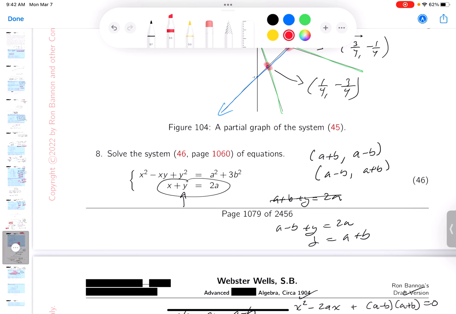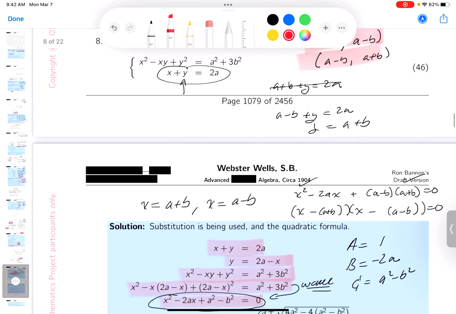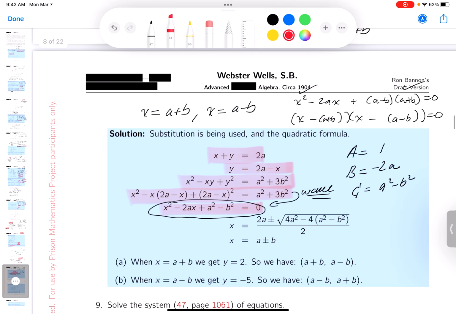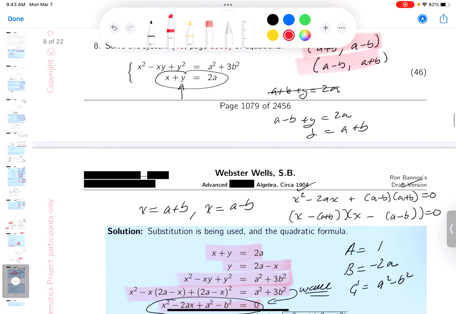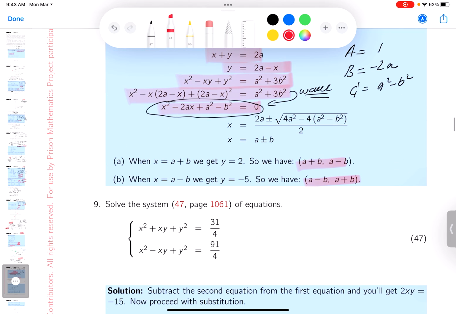All right, let's get a red pen out. I want to make sure I got those answers listed for you. So a plus b, a minus b. Yep. A minus b, a plus b. Yep. And we're done. Thank you.